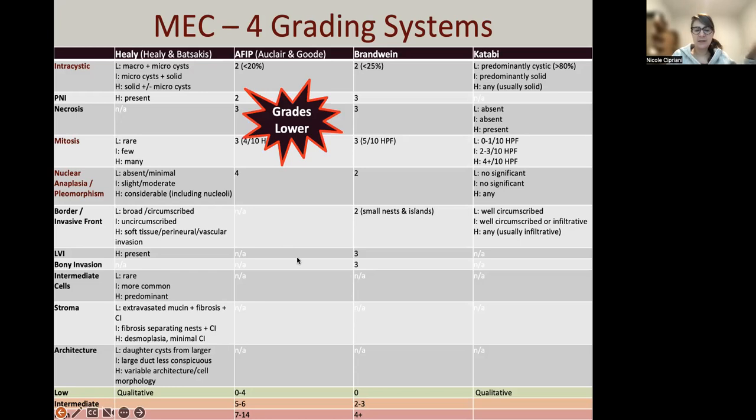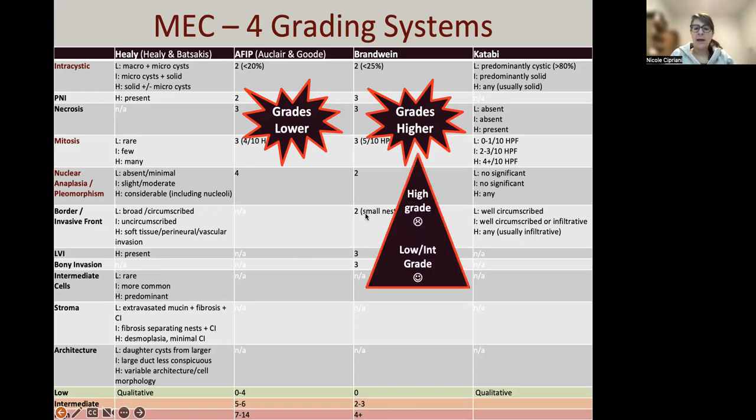The AFIP tends to grade tumors lower. The Brandwein tends to grade tumors higher. And the Katabi and the Healy kind of are in the middle, based on studies that we've done here at this institution. And so what we've found is that if you use the Brandwein system, anything that is low or intermediate grade is generally clinically biologically indolent. Anything that is Brandwein high grade should be generally regarded as possibly biologically high grade.